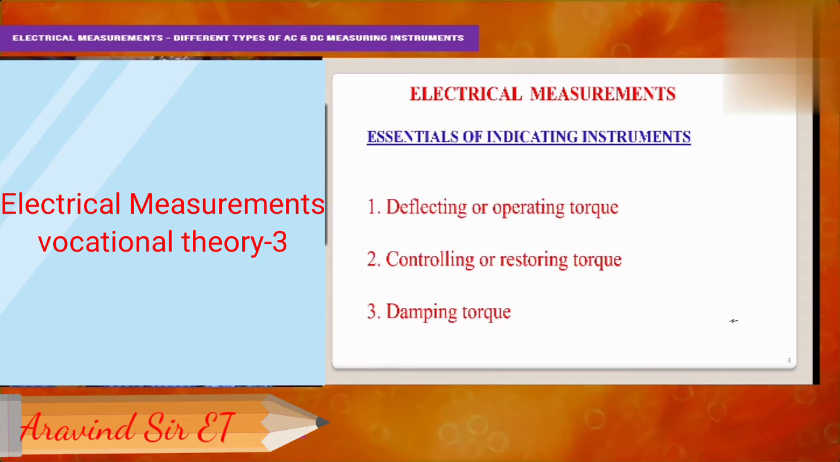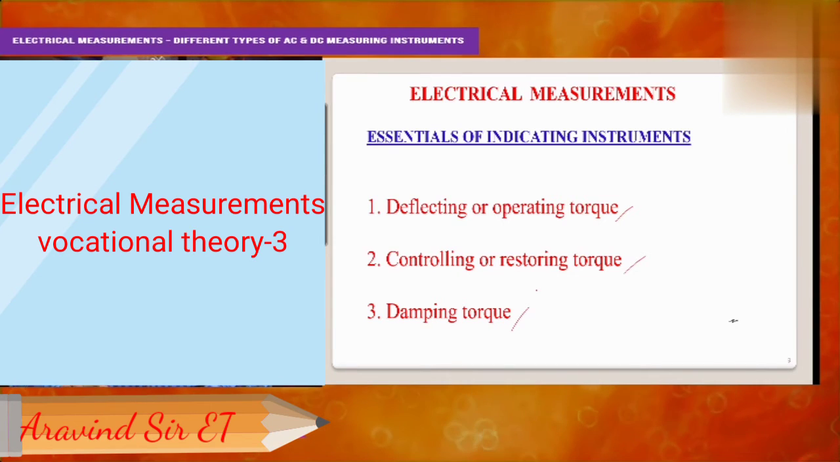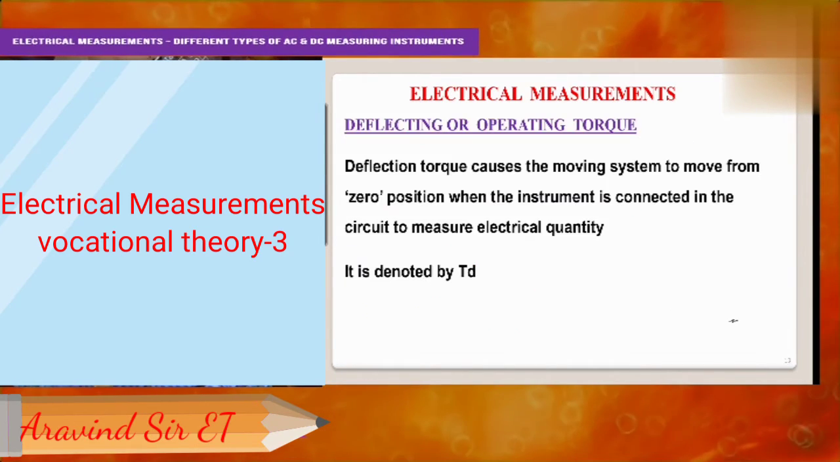Let's start with the essential requirements for electrical measurements. The first one is deflecting torque or operating torque. Next are controlling torque or restoring torque, and damping torque. We'll discuss them one by one. First we'll start with the deflecting torque, the operating torque. What is meant by deflecting torque?